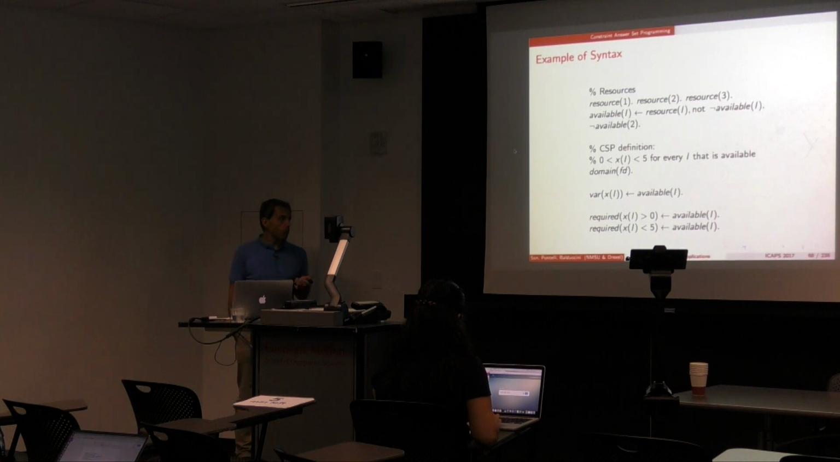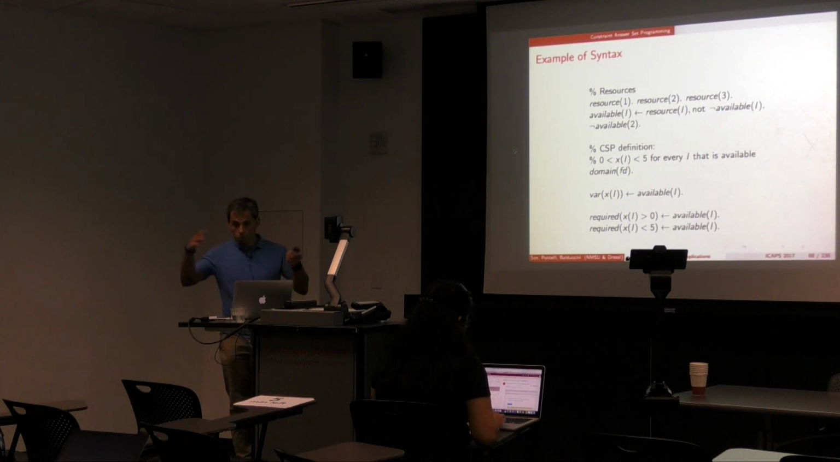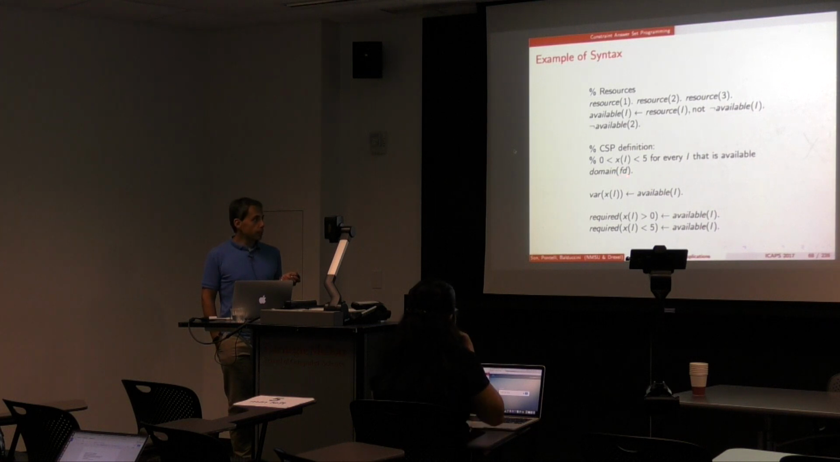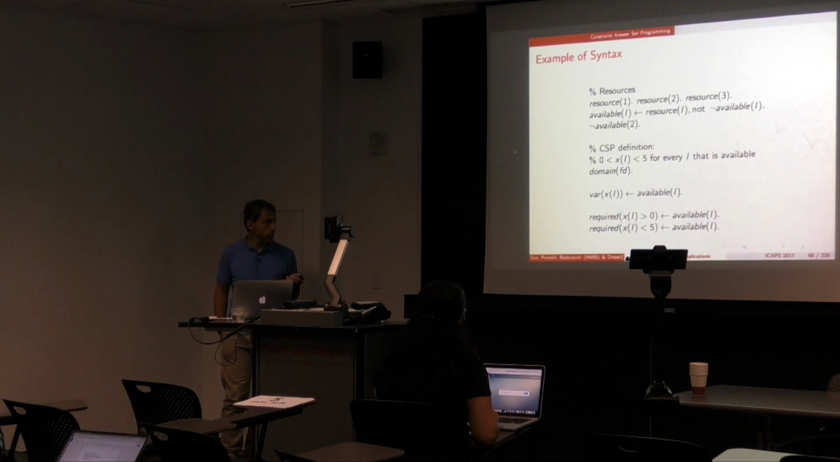So what we want to say is that every variable must be between 0 and 5. Very easy. There's actually multiple ways of doing it. This is a bit of an overly complicated thing, but just to show you all of the ingredients of the syntax. So let's say that the values of our variables must be integers. Okay, so we're going to state that our domain is FD, finite domains. And here we declare our variables.